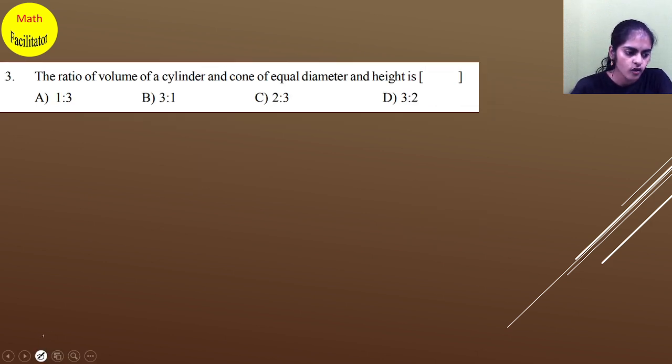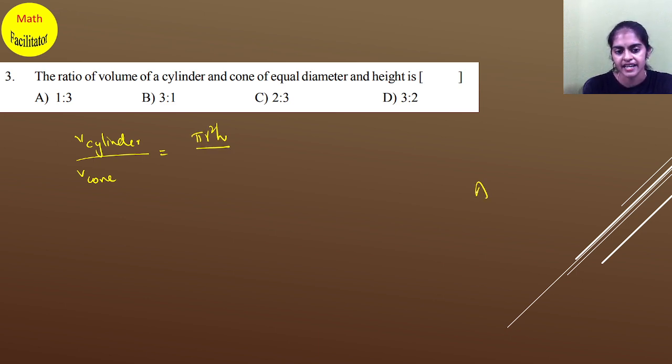Next question, the ratio of volume of a cylinder and cone. So volume of cylinder and volume of cone. So ratio means division. You have to find the ratio of it. So volume of cylinder is pi r square h, isn't it? Area of circle into h, pi r square h. Volume of cone is 1/3 pi r square h. So pi r square h, pi r square h gets cancelled. So now this 1 by 3, if it goes up, it becomes 3 by 1. So what is the ratio? It is 3:1.